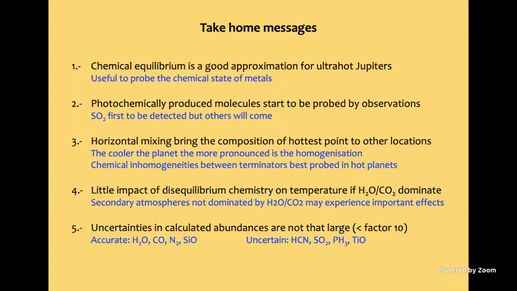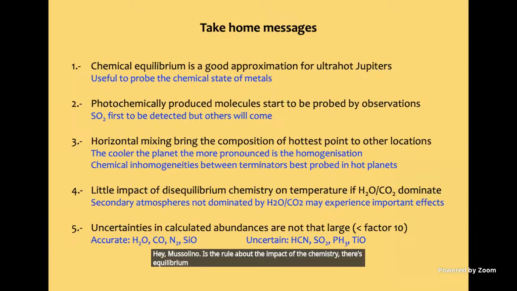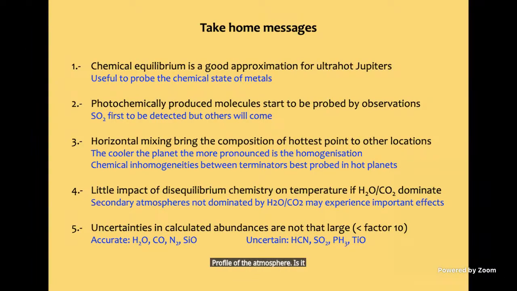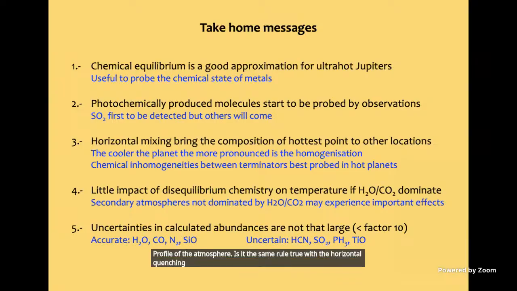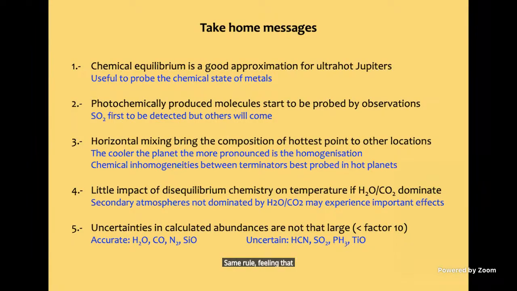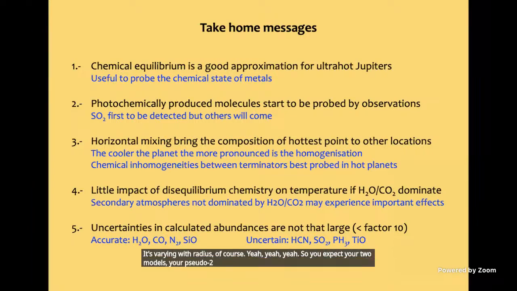Hey, Marcelino, is the rule about the impact of the chemical disequilibrium on the temperature profile of the atmosphere the same with horizontal quenching? You showed us two different patterns. Is there any feedback of the horizontal quenching on the atmospheric structure that you expect, or is it the same rule, meaning that it's dominated anyway? Because you showed us the structure of the planets varies with radius, of course. So do you expect your two models, your pseudo-2D, to have an impact on the structure that way?